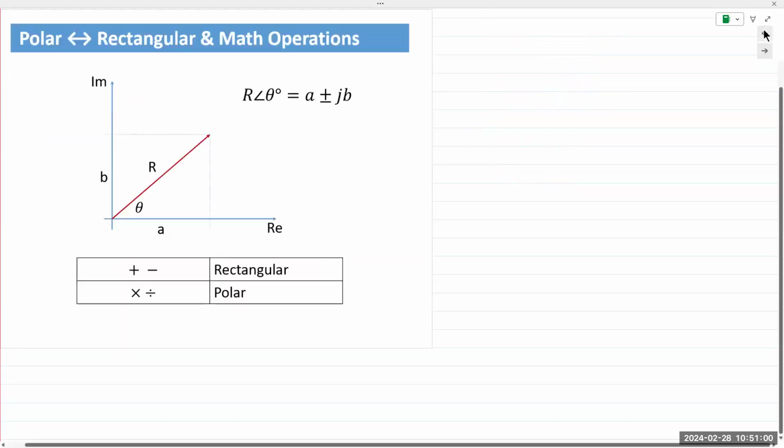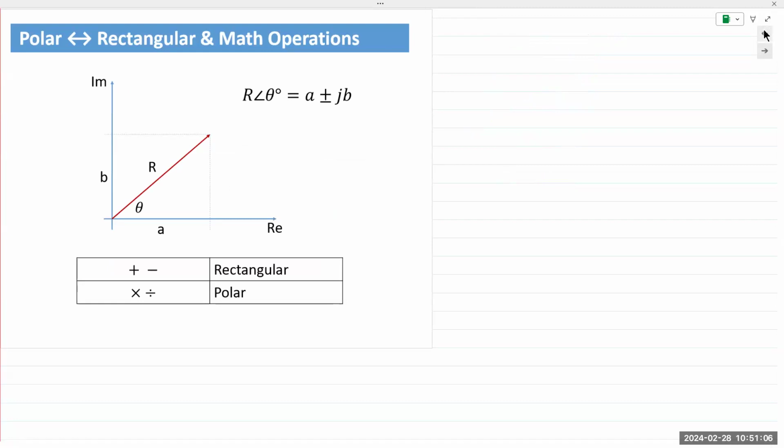So what I do is I need to transform back and forth between polar and rectangular coordinates and perform math operations. Again, a vector which has a length of r and a phase angle of theta can be represented by its projection on the x and the y-axis as a real as well as the imaginary component. So r with a phase angle of theta is a plus or minus jb, right? The mathematical operations we will perform: addition or subtraction is easier if you have rectangular coordinates. Multiplication and division is easier if you have polar coordinates.